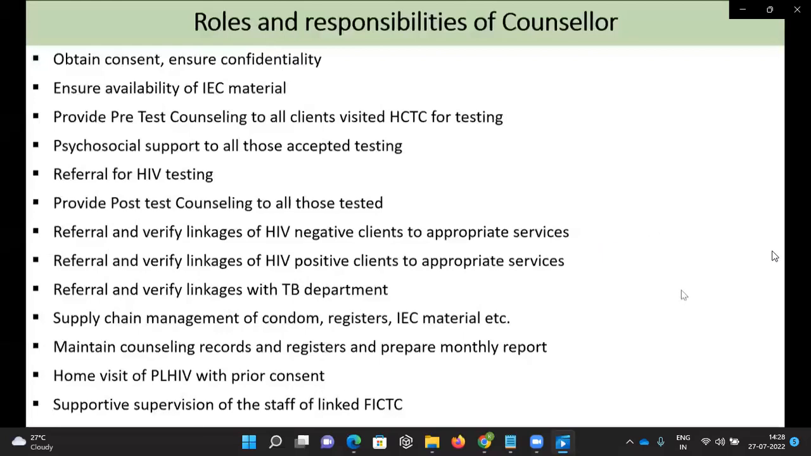So if we look at the counselor, every person who is stepping into ICTC, they are supposed to take a consent, and then with the confidentiality norms in existence, they are supposed to pre-test them. That is, all of them have to undergo the pre-test counseling and the post-test counseling, display of the IC materials, and then those who accept the testing, they have to undergo the testing and then follow up with respect to that. Now, these are various things which a counselor is supposed to do.